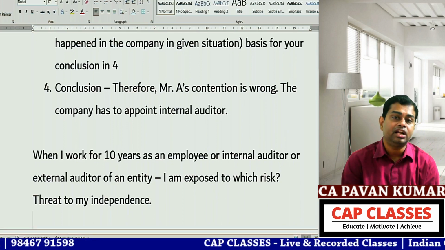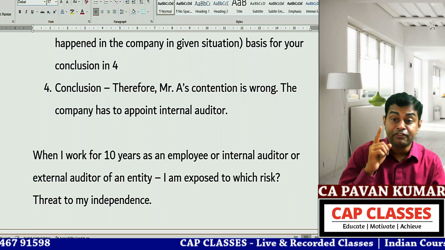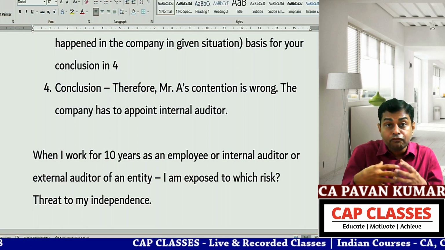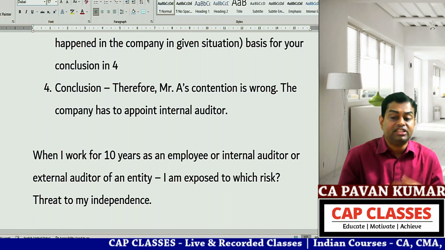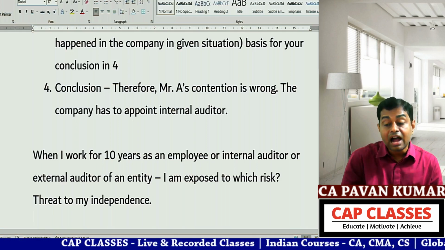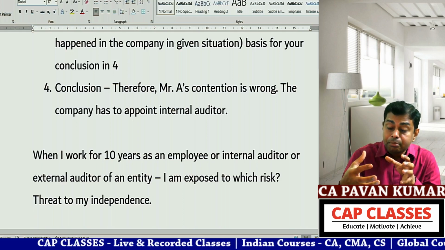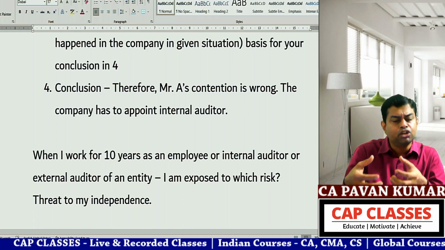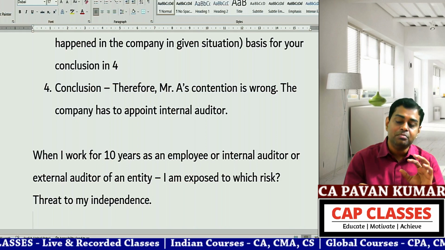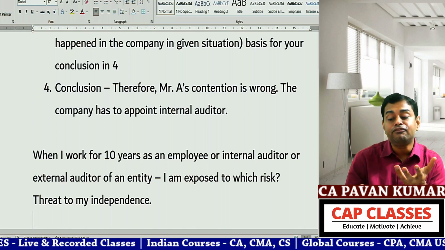What is threat to my independence? It is called familiarity threat. When I am becoming more familiar and informal with the client. First year I'll be very formal with the client. After that, we develop a kind of relationship. It could be a very healthy professional relationship, but at one point of time it turns to be informal.